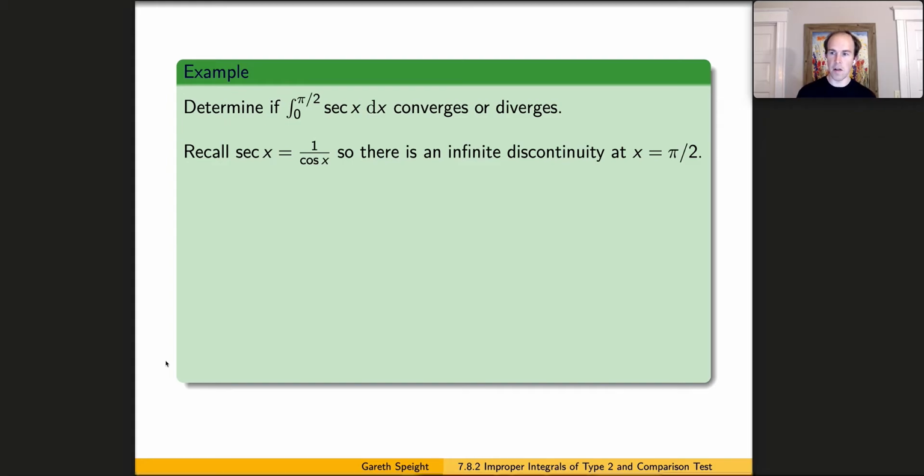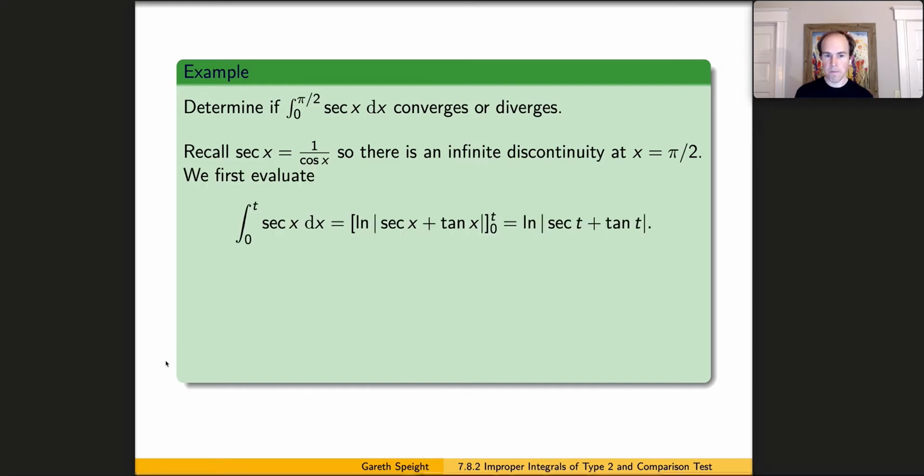So there is an infinite discontinuity at x equals pi over 2, because then cosine is 0 and secant is going to infinity. So we have to replace pi over 2 by t, work out the answer in terms of t, and then look at what happens as t tends to pi over 2 from the left. So we first calculate the integral from 0 to t of secant x. This is a standard but tricky one. It's less often used, but I recommend having it on your formula sheet. It's ln absolute value of secant x plus tan x.